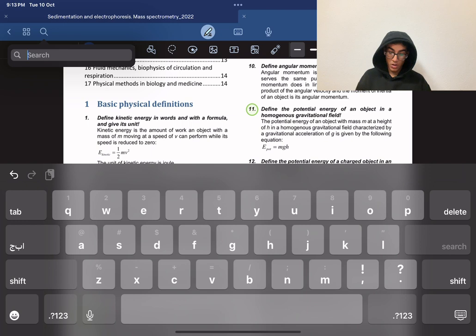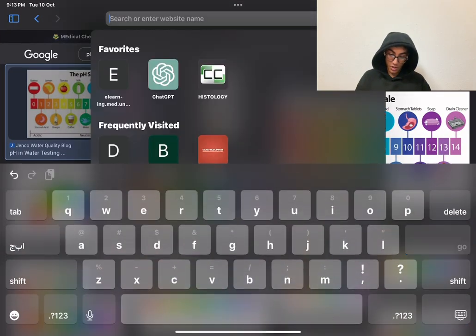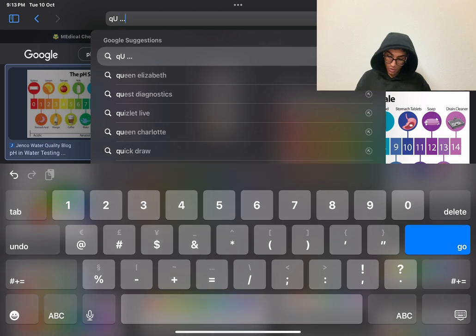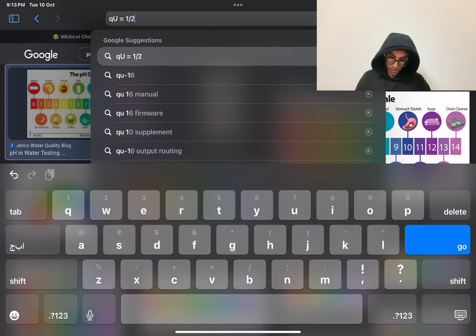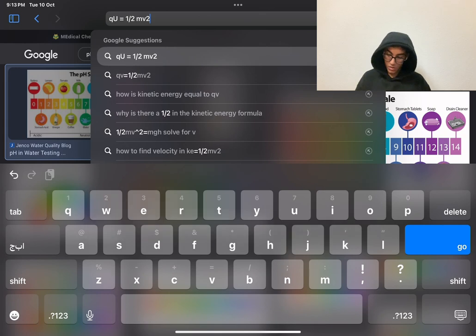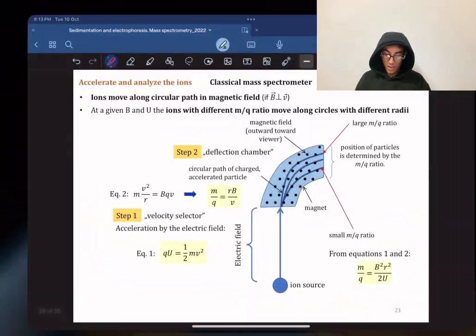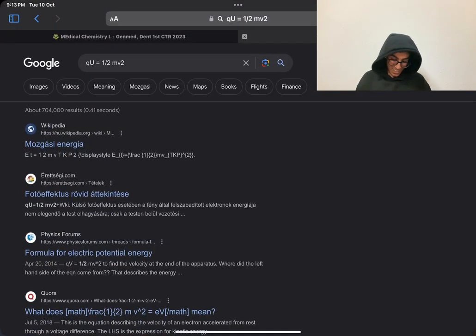There's no U over here included. Okay. I should have done this before. I'm very sorry. I've been lazy today, but let's find out together. Okay. QU is equal to half mv square. Let's see this. What do we see? Okay. I don't want to be wrong.